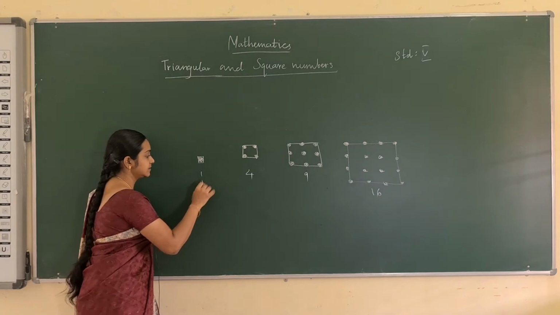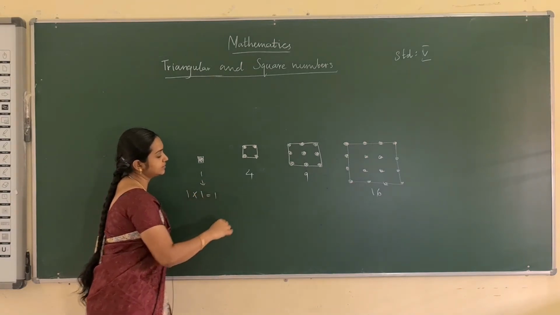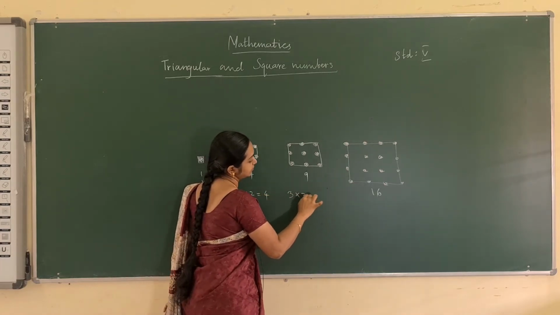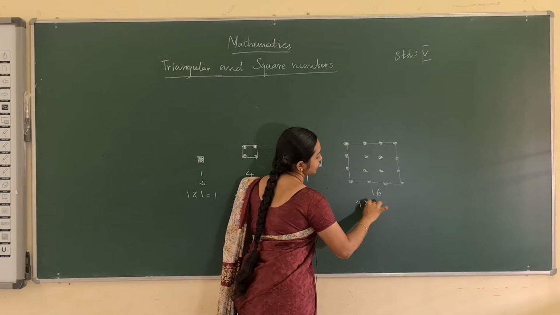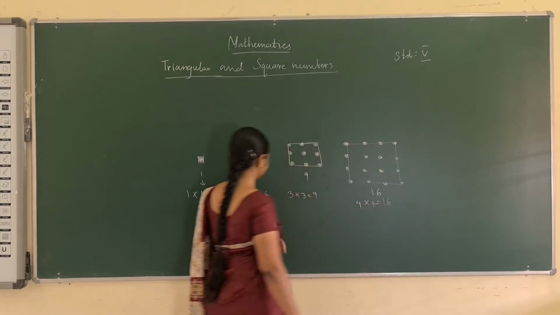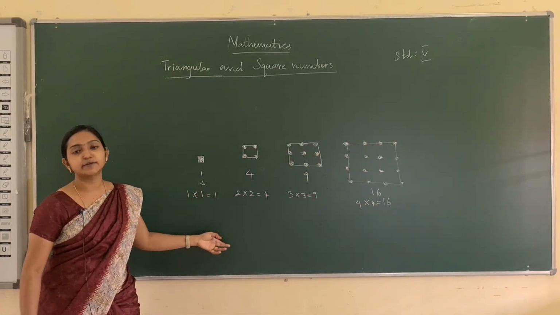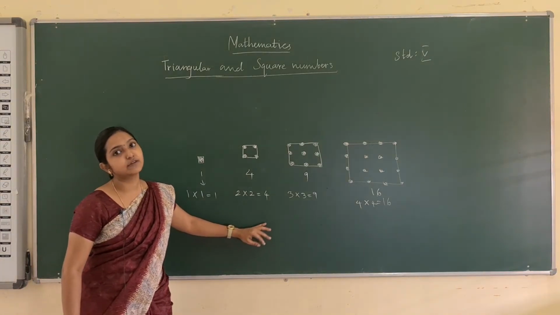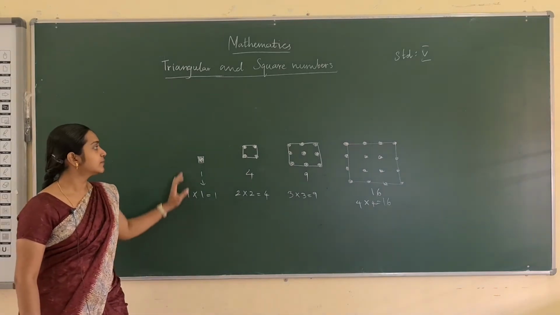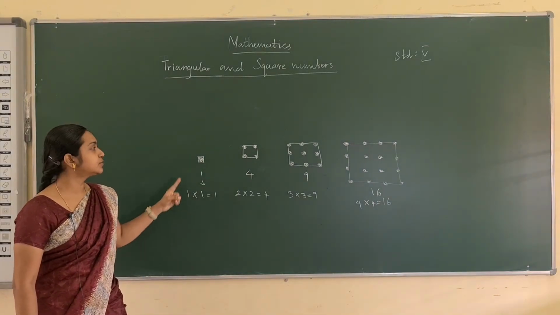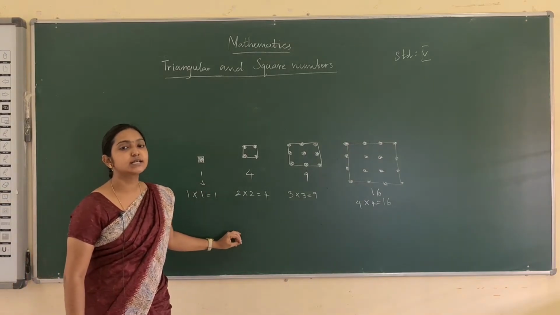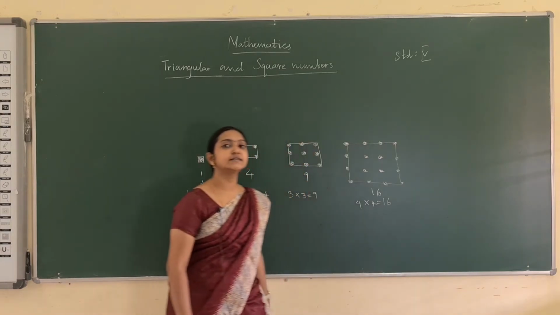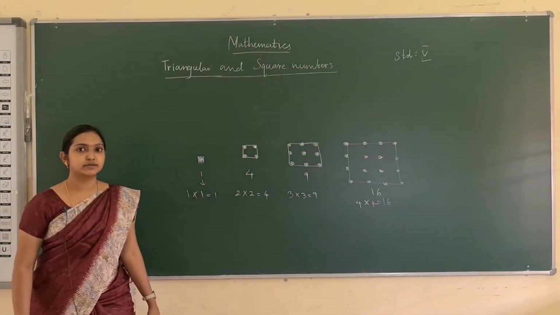You can see that 1 into 1 is equal to 1, 2 into 2 is equal to 4, 3 into 3 is equal to 9, 4 into 4 is equal to 16. Next, 5 into 5, 25 will also be a square number. 6 into 6, 36 will also be a square number. So the number of dots that are used to represent a square pattern are called square numbers. 1, 4, 9, 16, 25, 36, all these are square numbers.